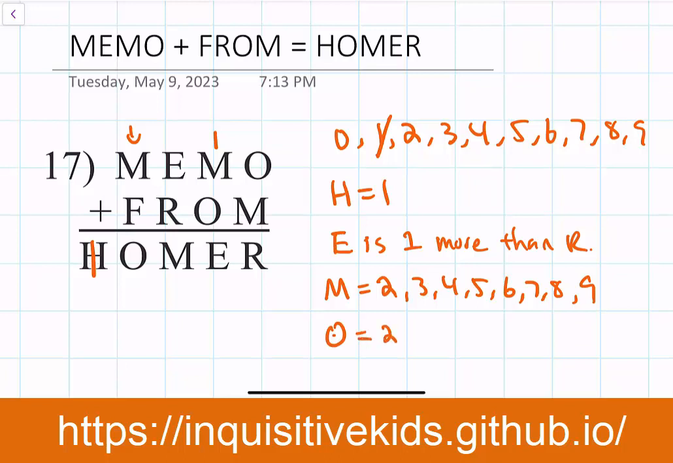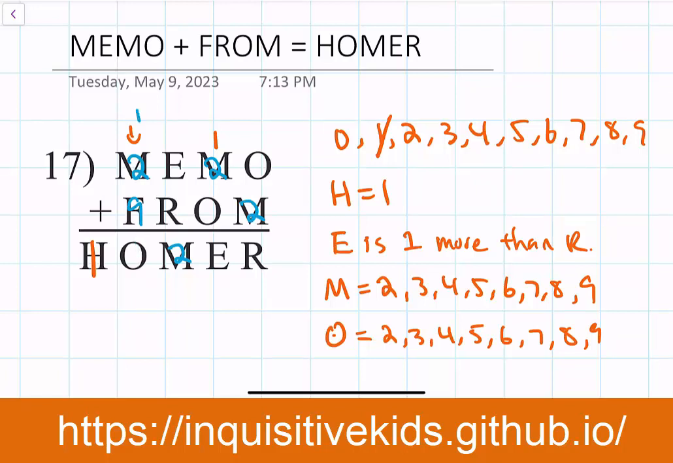O can equal 2, 3, 4, 5, 6, 7, 8, and 9. What if we have M equals 2? If we have M equals 2, F would need to equal 9 in order for us to carry this H. But if we have a 9 here, we would end up with 11. And H and O cannot be 1 at the same time. So that wouldn't work out.